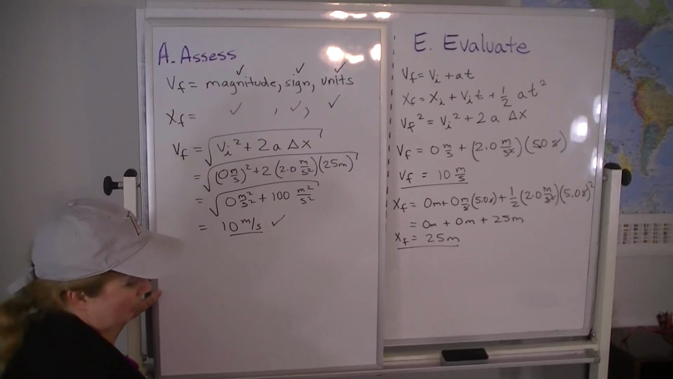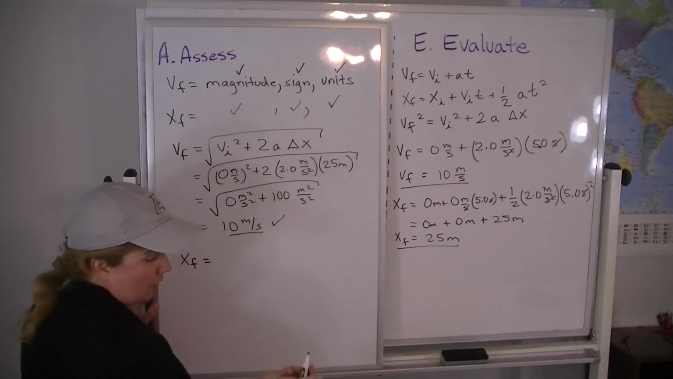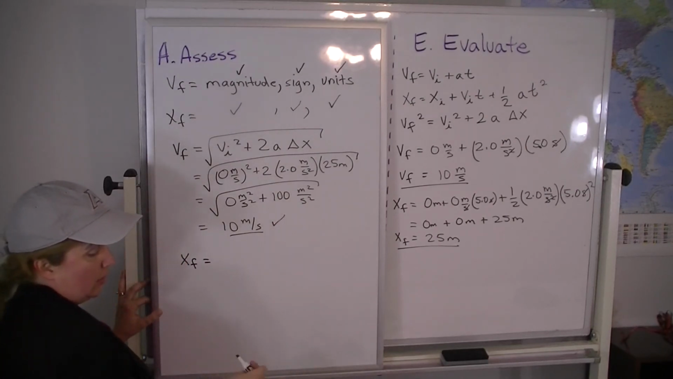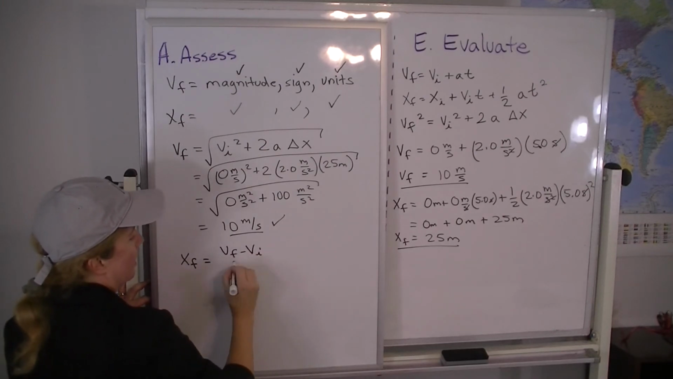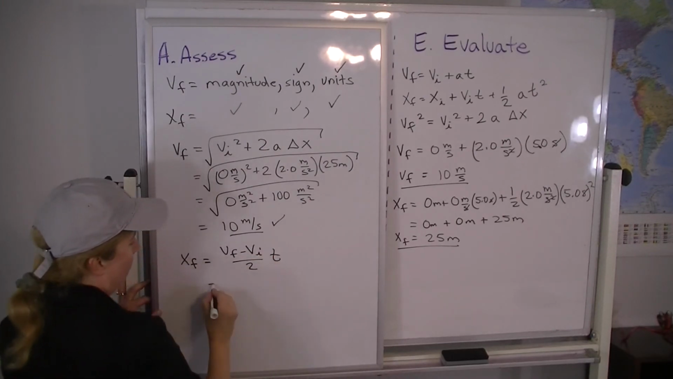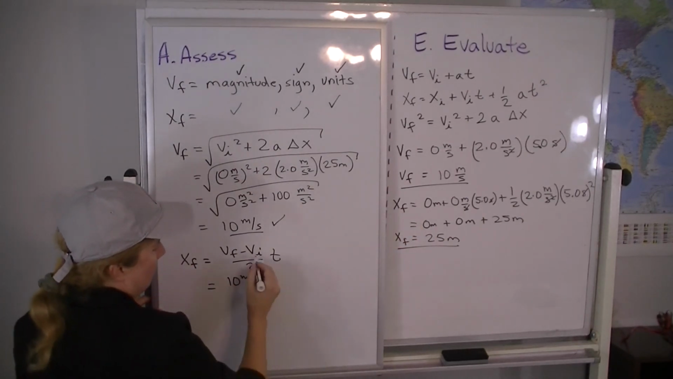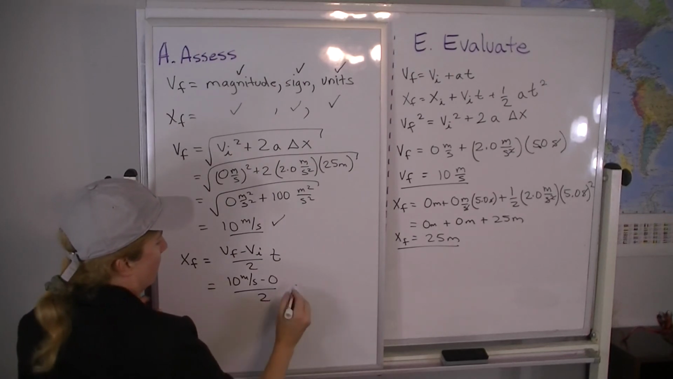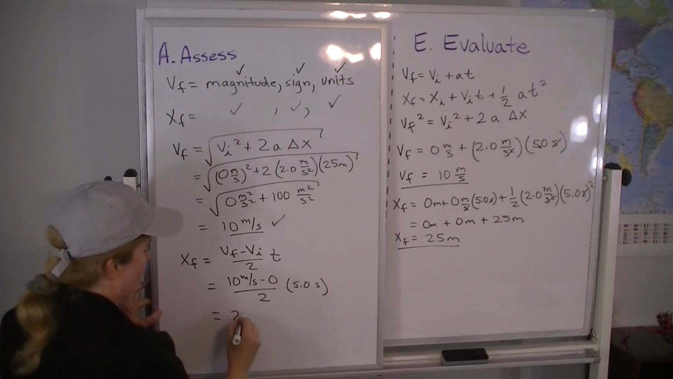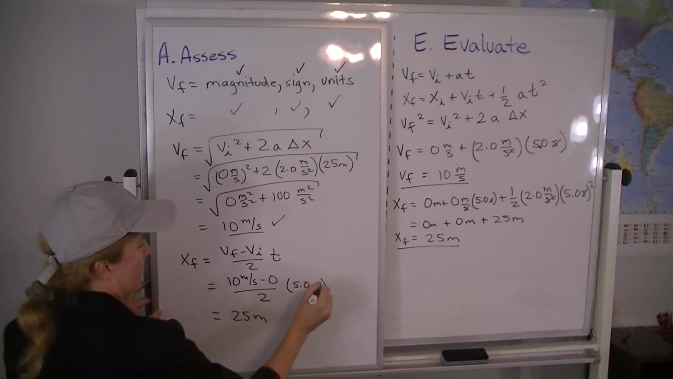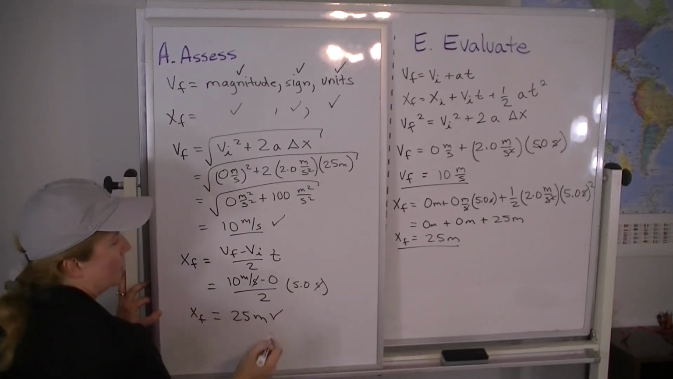Now what about the position? We can also check the position now as our average velocity times time. So if we take our final velocity minus the initial velocity over 2 times the time, we computed the final velocity as 10 meters per second. The initial velocity was 0 over 2 times 5.0 seconds, and we get 25 meters because the seconds cancels with the seconds in the denominator, and that also checks out.